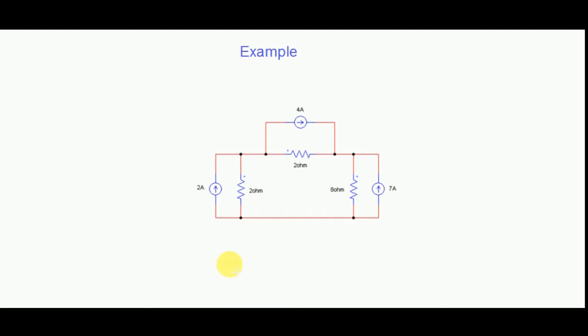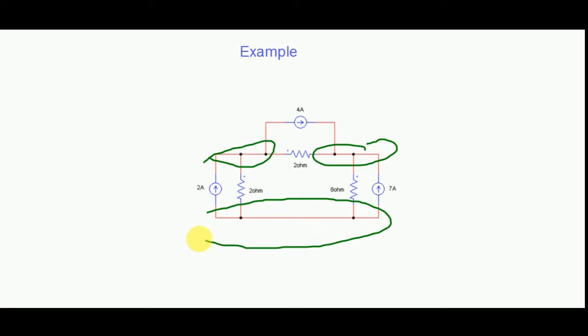Here we have three nodes: node 1, node 2, and this whole as node 3. We can take any node as a reference. Let's take node 3 as the reference. According to the third step, we have to name the other two nodes. We name this node v1 and this node v2.